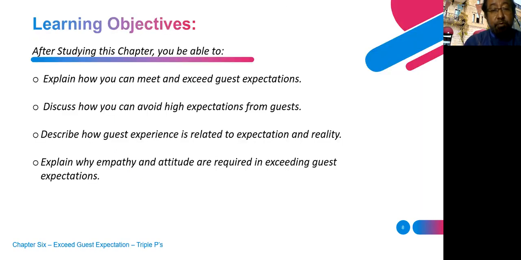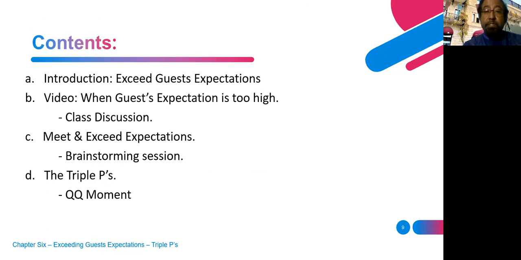After studying this chapter, you'll be able to explain how you can meet the guest expectations. You can discuss how you can avoid high expectation from guests. Also, you'll be able to describe how guest experience is related to expectation and reality. Also, you're going to be able to explain why empathy and attitude are required in exceeding your guest expectations. The content of the whole chapter is this one, as you can see there, but today we're not going to discuss all of them.